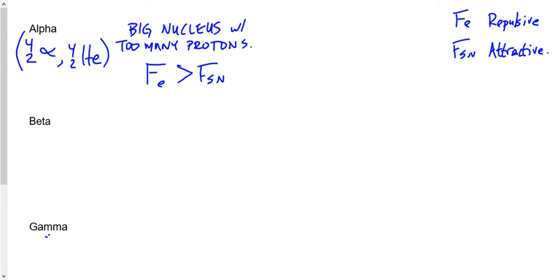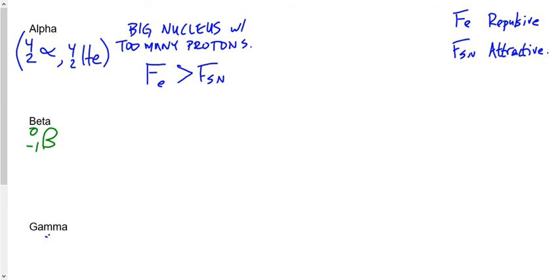Alpha decay: big nuclei, too many protons, the repulsive force wins out over the attractive force. An alpha particle, or helium nucleus, breaks off. Now, beta decay, we're going to talk about two types of beta decay. One's called beta minus or beta negative decay. The chunk of the nucleus that breaks off in beta decay is a 0 minus 1 beta. What's that? 4 2 alpha was a helium nucleus. What is 0 minus 1 beta?